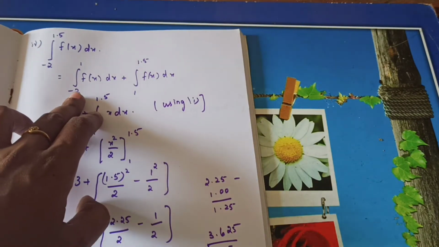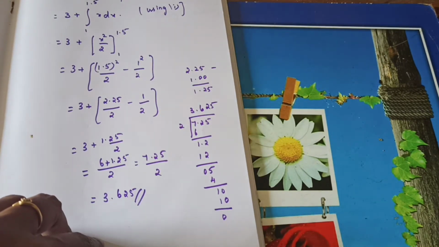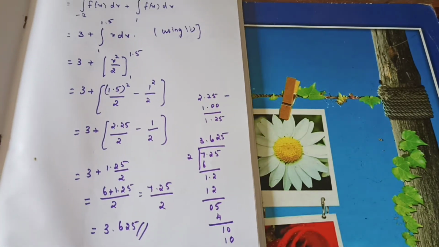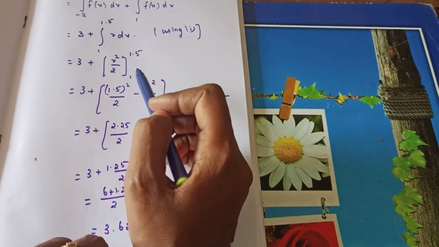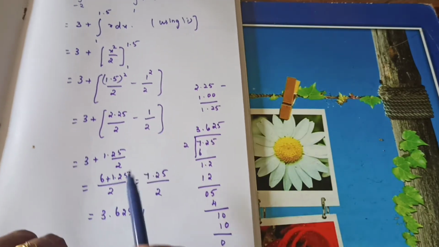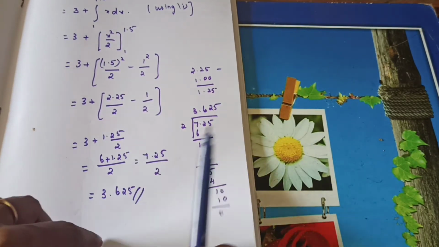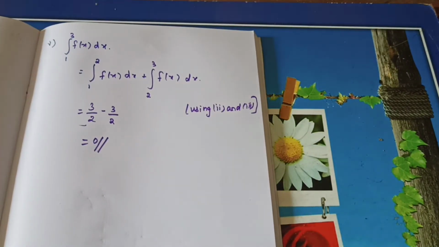And this value you have already found in the first Roman. So I substituted the value, and the remaining you integrate and simplify, you will get the answer. Understand? Just x dx, x becomes x square by 2, from 1 to 1.5. Substitute upper limit minus lower limit. Simplify. Take the LCM, you will get the value as 3.625.